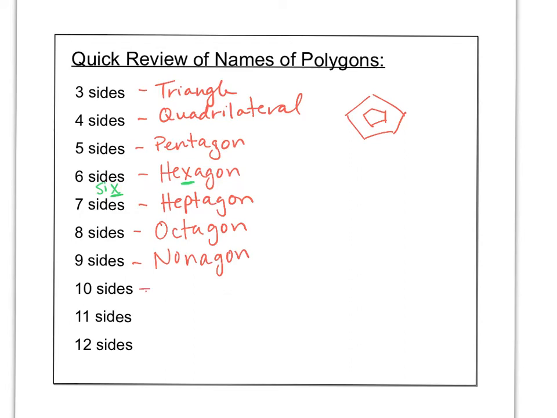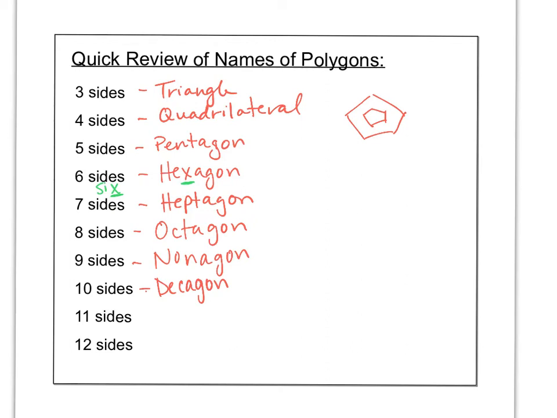10 is decagon, like a decade. Decade means 10. You might also think of, maybe you've learned Spanish or another language, diez starts with a D. Oftentimes a word associated with 10 starts with a D, so decagon.